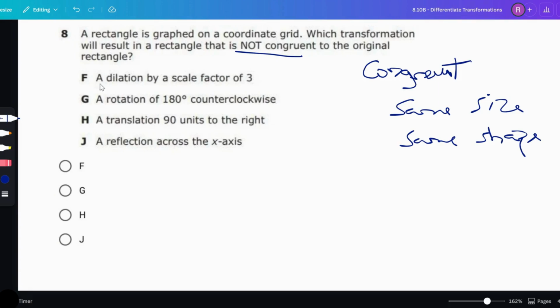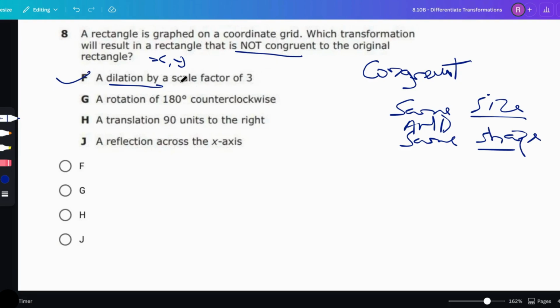So now, a dilation by a scale factor of 3. When you dilate, that means you are multiplying x and y by the given scale factor. So in this case, we are multiplying by 3, and this will change the size. It will not change the shape, but it will change the size. But for it to be congruent, both the size and the shape must be the same. If one changes, then it is not congruent. So F is the answer.